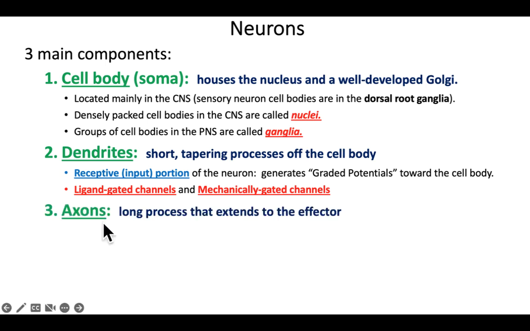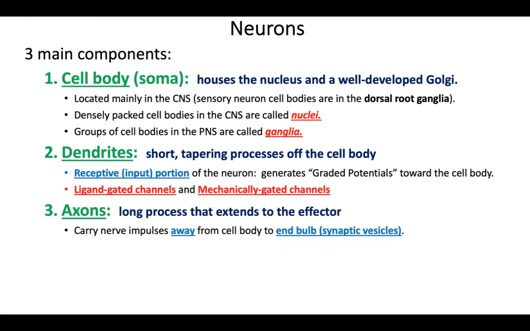Then you have the axon. That's going to be the long process. It's going to extend all the way to the effector. The effector is whatever that neuron is stimulating or controlling. So in case of a neuromuscular junction, the effector is a skeletal muscle cell. Effectors could be other neurons. Effectors could be other types of muscle, skeletal muscle, cardiac muscle. Effectors could be glands. Maybe it's a sweat gland, and the neuron is stimulating the sweat gland.